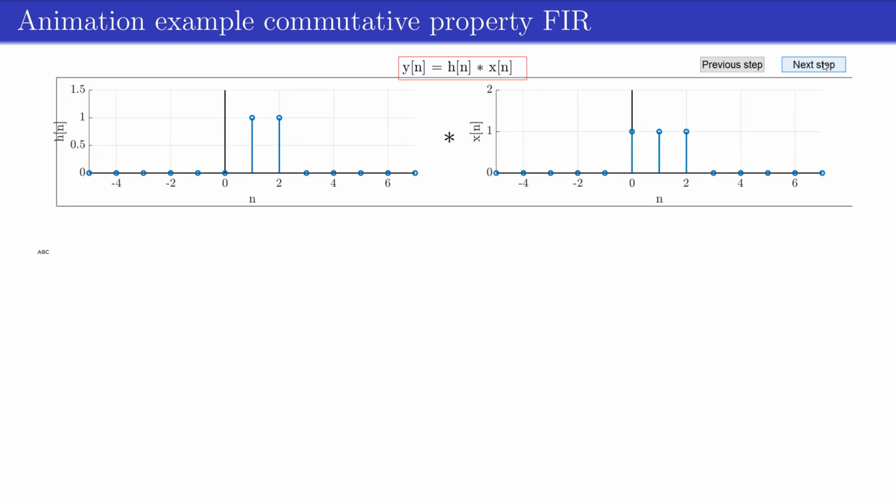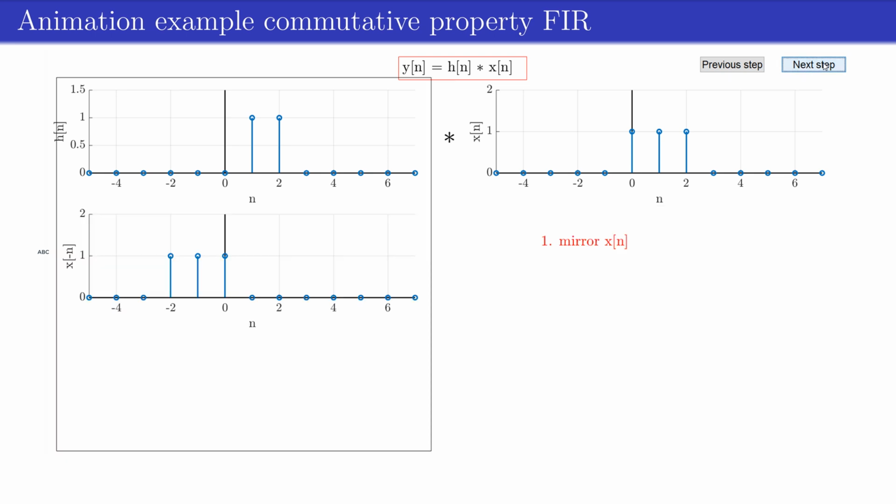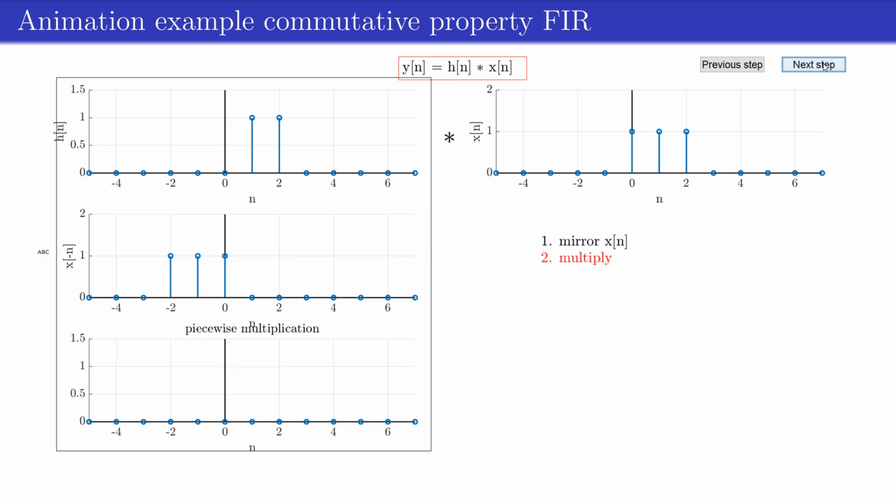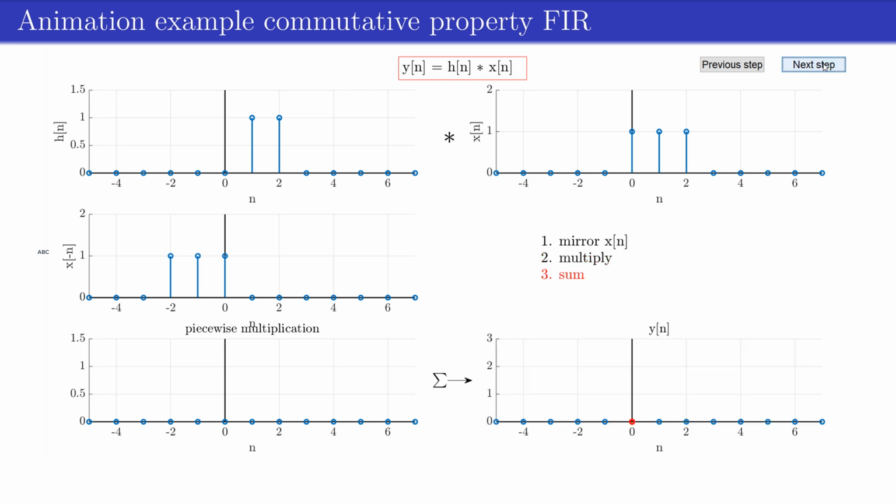In the second animation, we switch the order of the convolution sum procedure. Thus, we convolve h with x. So now the first step is not to mirror h, but x, and then apply the other steps of the convolution sum procedure. The result of this procedure is the same sequence of delta pulses as in the previous case. So indeed, the commutative property holds for this example.